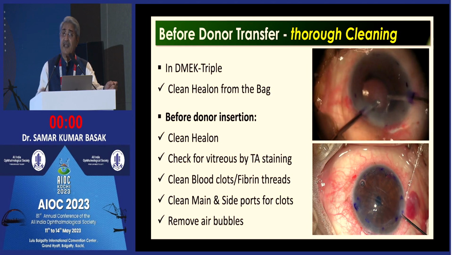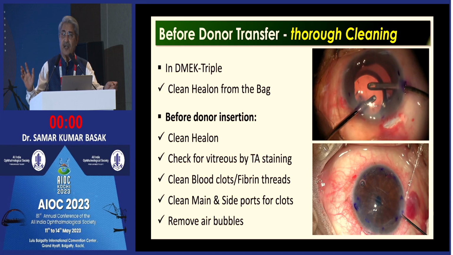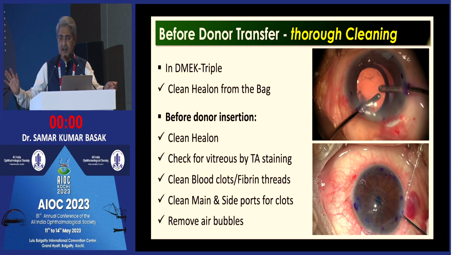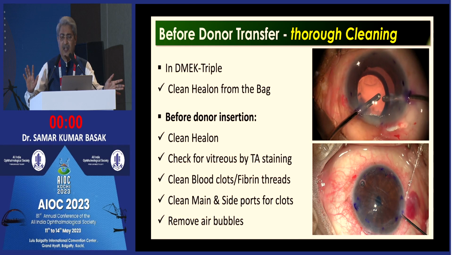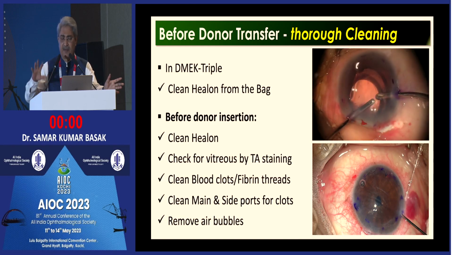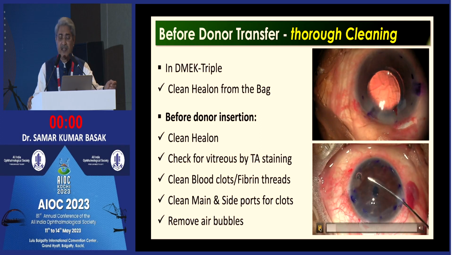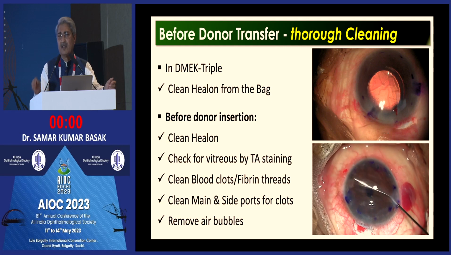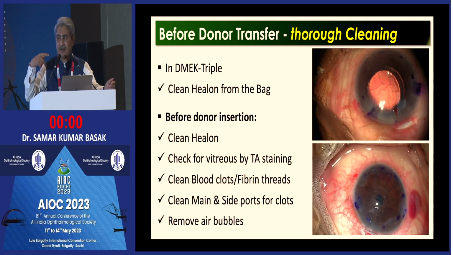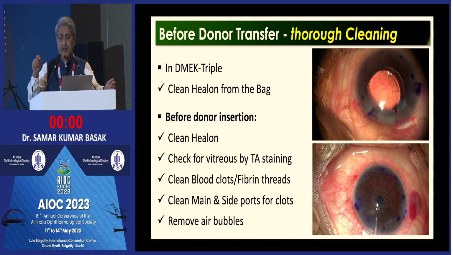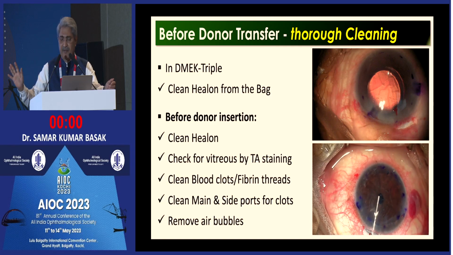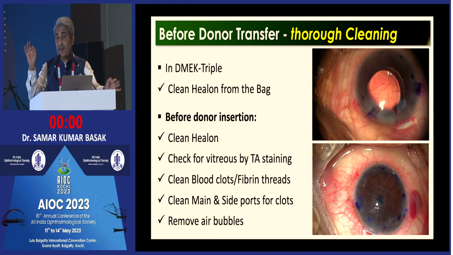So thorough cleaning is very important before insertion of the donor. You must clean all the hyaluronic. We are using hyaluronic, so clean from the back surface, from the anterior chamber, and also clean the anterior chamber and remove any small air bubble even, because all those things will hamper the graft when it is going in. So clear everything, clean blood, corners, fibrin threads, and clean the main port and side port, because sometimes the fibrin threads are lying there and that goes in and causes problems.